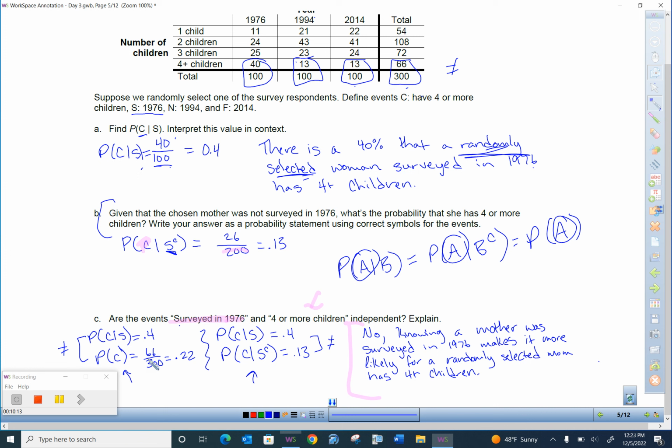But ours, if you look at those values, they weren't. We had 40 over 100 compared to 26 over 200. They don't match, they're not independent. If we know a mother was surveyed in 1976, it's more likely that she had 4+ children, because looking at our proportion, it's a higher proportion in that year.